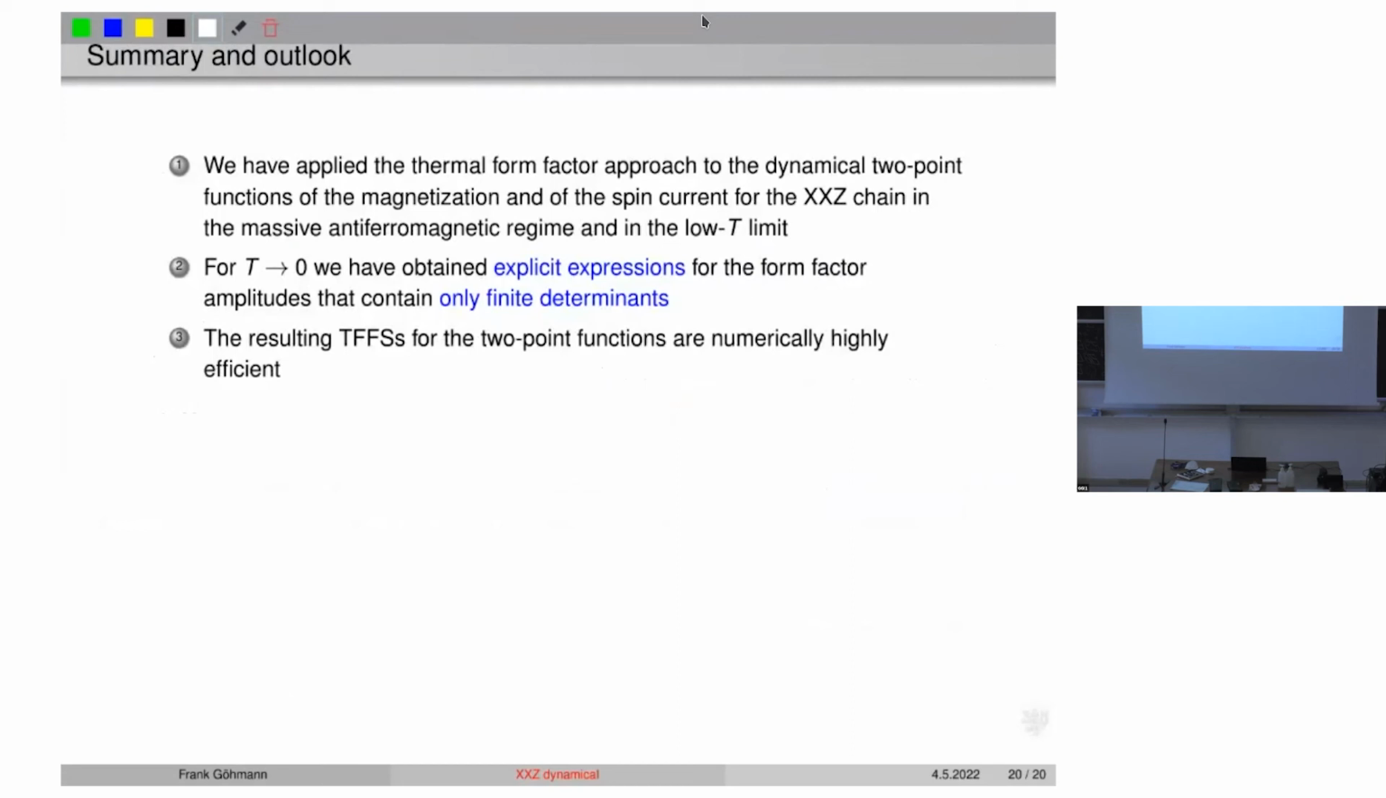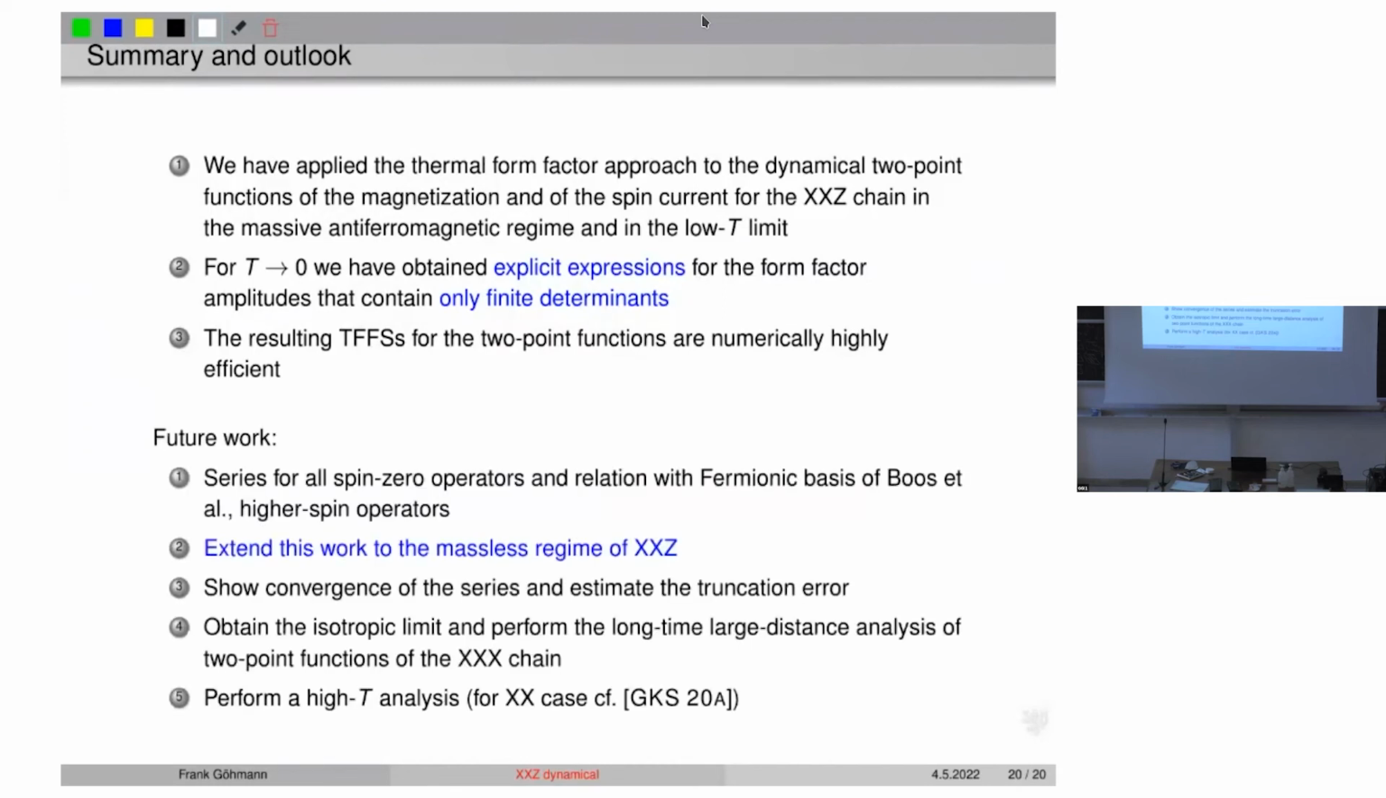We have applied the thermal form factor approach to the dynamical two-point functions of the magnetization and of the spin current for the XXZ chain in the massive antiferromagnetic regime and in the low T limit. For T to 0, we have obtained explicit expressions for the form factor amplitudes that contain only finite determinants. So kind of nice practical formulas, which can be used by people who don't want to know about the theory. You can just take them and plot things and compare with whatever you are interested in. So the resulting thermal form factor series for the two-point functions are numerically efficient.